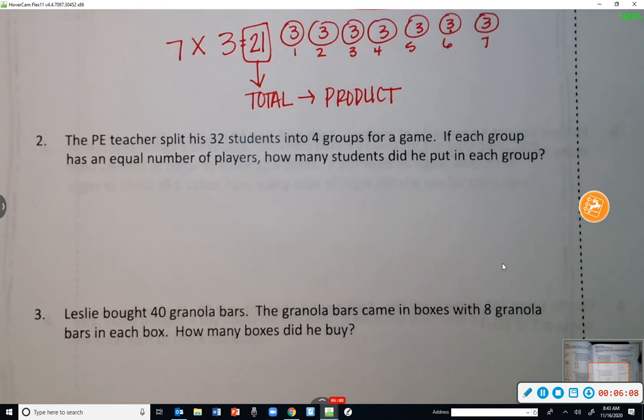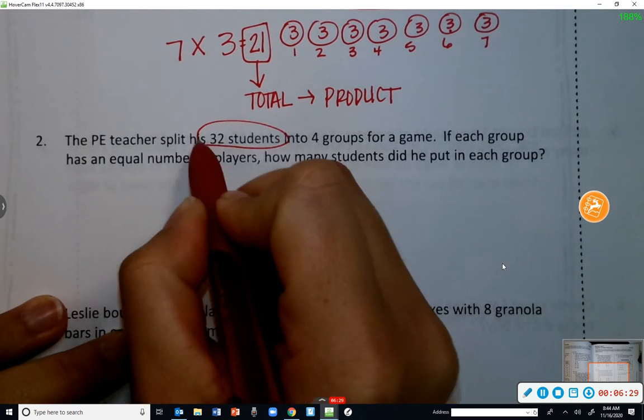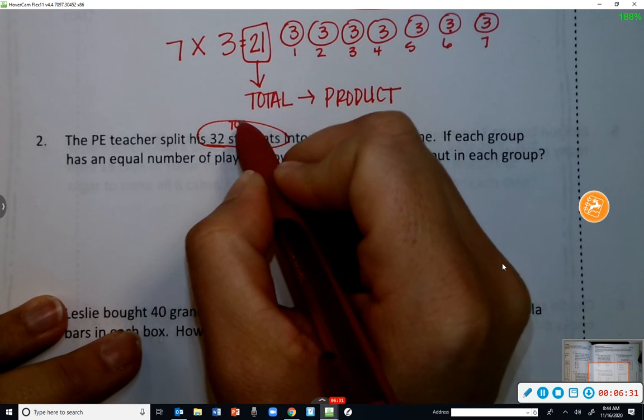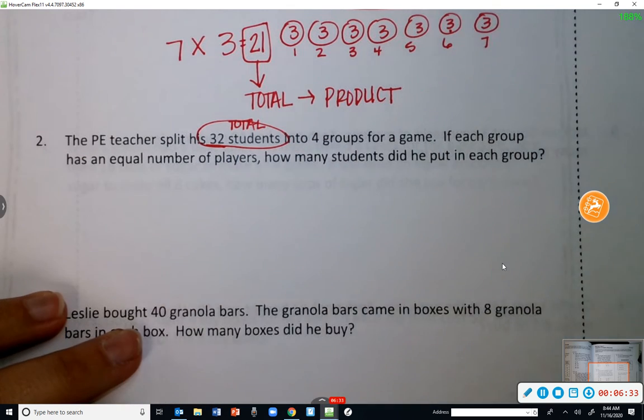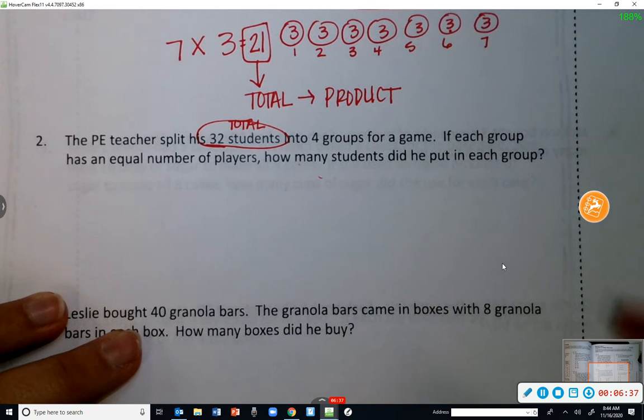Okay, it kind of sounds the same, doesn't it? It's talking about groups. So you're going to do 4 groups until you get to 32. Okay, but do they give us the total this time? Yes. 32. What is the total? 32. Good. This time we know that he has 32 students, and that is our total. We're not looking for a total. We're looking for how many students did he put in each group.